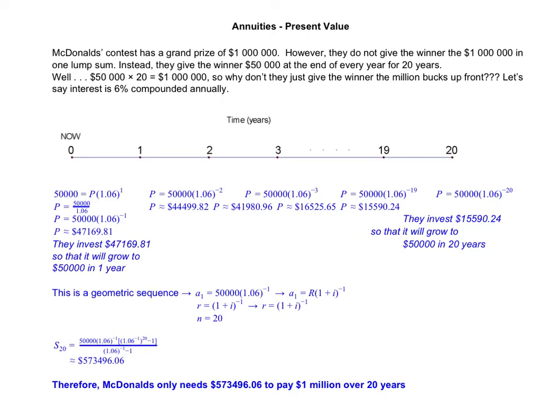McDonald's contest has a grand prize of $1 million. However, they do not give the winner the $1 million in one lump sum. Instead, they give the winner $50,000 at the end of every year for 20 years. Well, 50,000 times 20 equals $1 million. So why don't they just give the winner the $1 million up front? Let's say interest is 6% compounded annually.